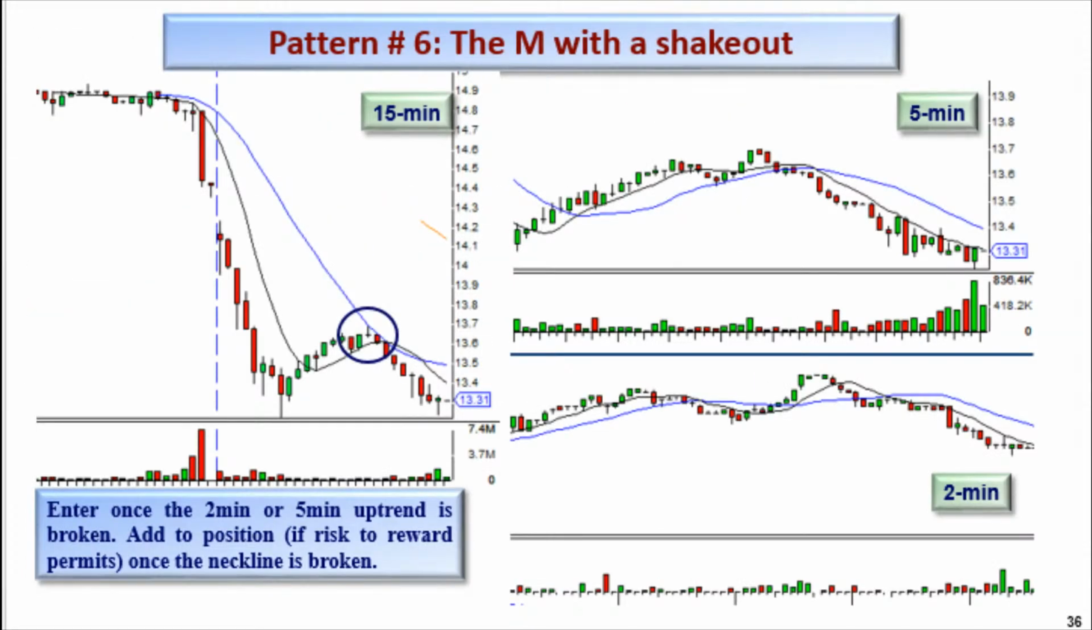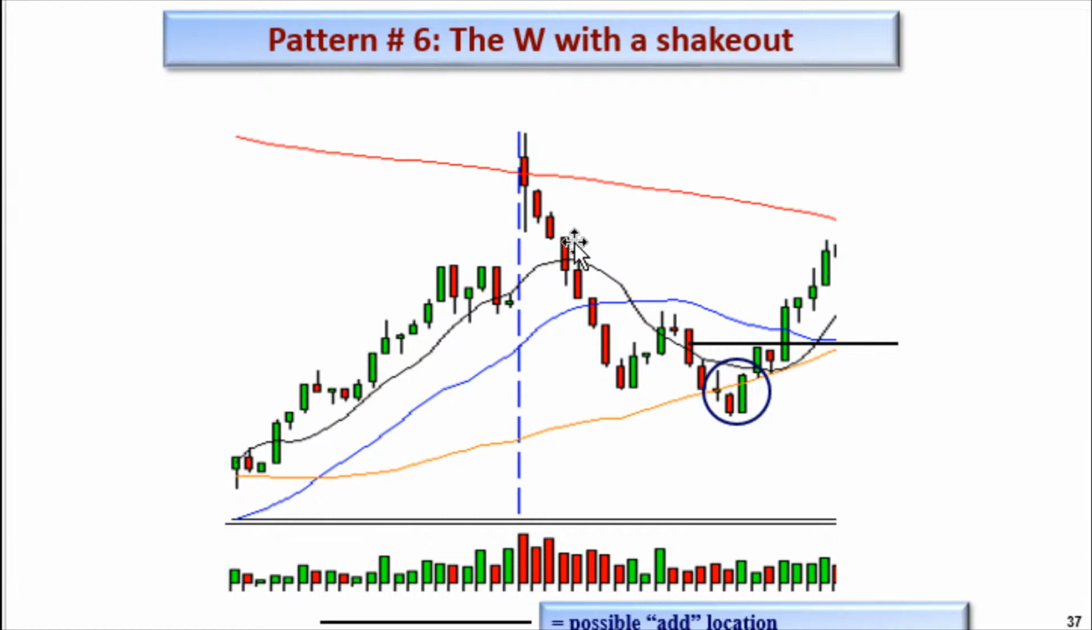Okay? Would have waited for the neckline to break. This is a W pattern with a shakeout low, right? With basically a break below the prior pivot low, and the breakdown bar's high got taken out right away. When that happens, it's always a shakeout.